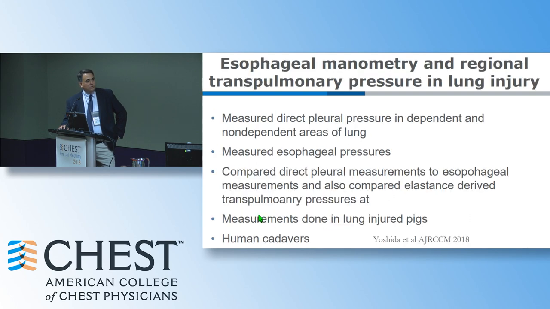So there was a paper published in the Blue Journal by Dr. Yoshida just this spring. And what they did to try to settle this argument, they looked at esophageal manometry and regional transpulmonary pressure in lung-injured pigs and human cadavers. So they measured the direct pleural pressure in the dependent and non-dependent areas of the lung, measured the esophageal pressures, and then they compared the two, and they also looked at the transpulmonary pressure measured by the elastance. These were done in pigs that were, I think they infused oleic acid into the lungs to cause ARDS, and in human cadavers.